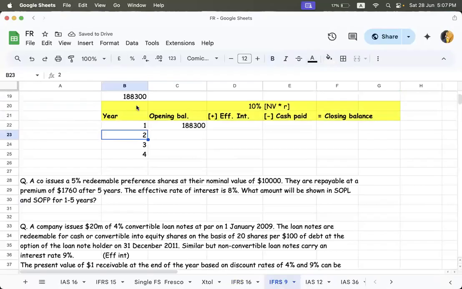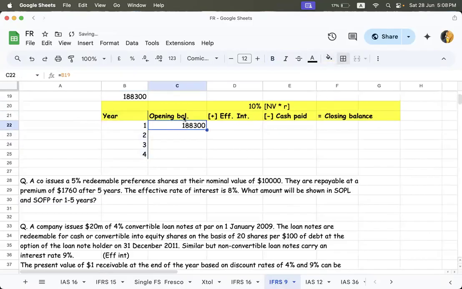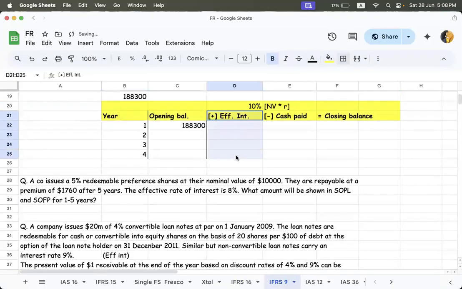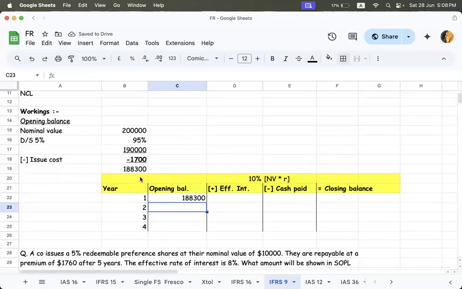In this table, in this column, we are taking the number of years in question. In this question, it is 4 years. In the second column, we are going to take the opening balance. The first balance we are going to find, and from the second year onwards, the opening balance becomes the last year's closing balance. So we have already found the opening balance.